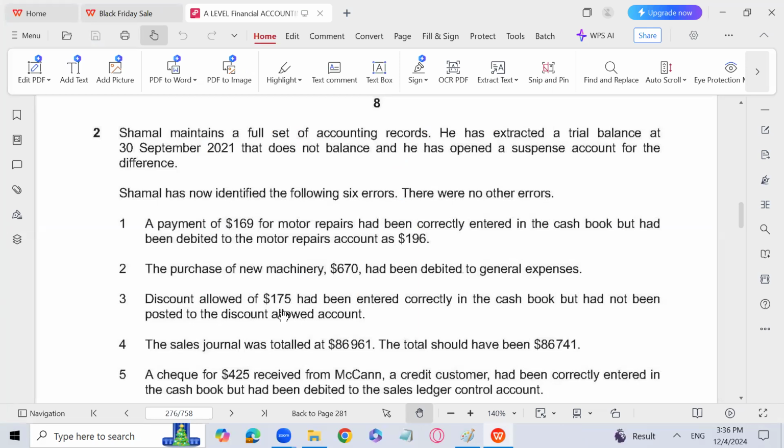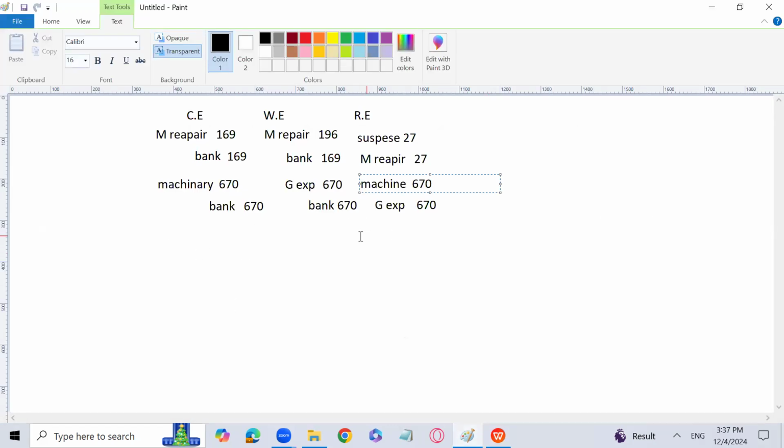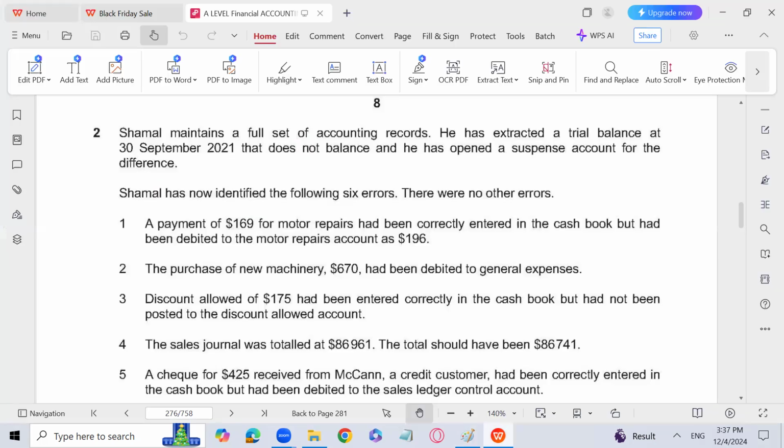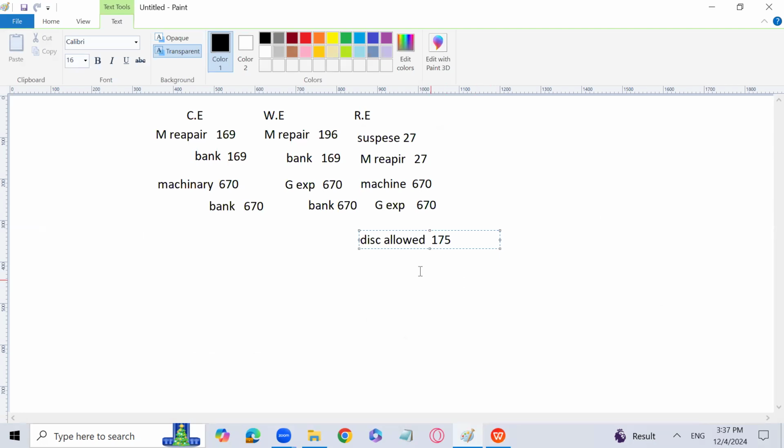Discount allowed 175 had been correctly entered in the cash book, but had not been posted to the discount allowed account. This can be called an error of omission, because discount allowed is an expense. Expense always debit, but we did not debit the discount allowed. We are not able to record the discount allowed expense on the debit side. So if you want to pass the rectifying entry, you can pass it directly. Discount allowed is going to be debited. It is an expense. Expense always debit. 175, and on the right side we don't know. So here it will become suspense 175, because we don't know the other account. So the difference will be written with the name suspense account.